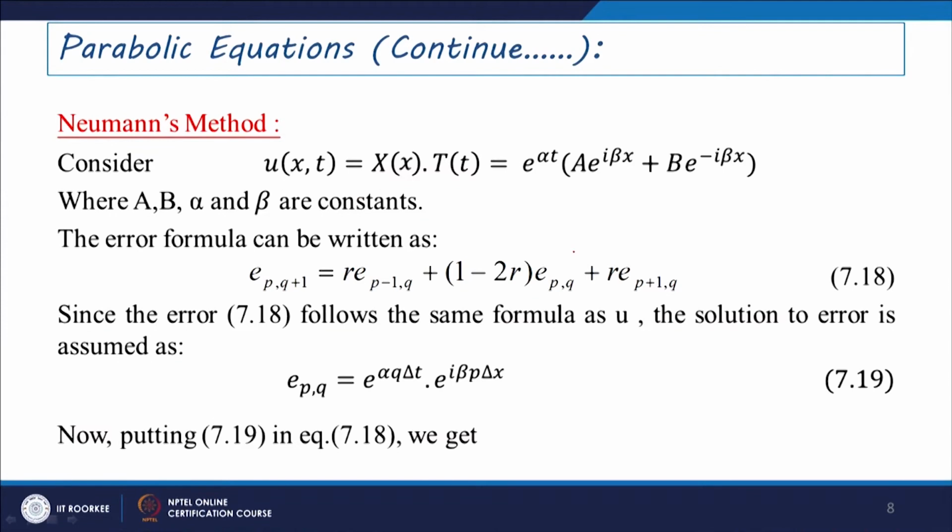So if we go for Neumann's method, it is specifically written in a variable separation form, where u of x, t can be written in the form of X of x and T of t, which can be written in an exponential form with complex coefficients. Especially this is written in a generalized form as e to the power alpha t into A e to the power i beta x plus B e to the power minus i beta x, and we are considering A, B, alpha and beta to be constants there.